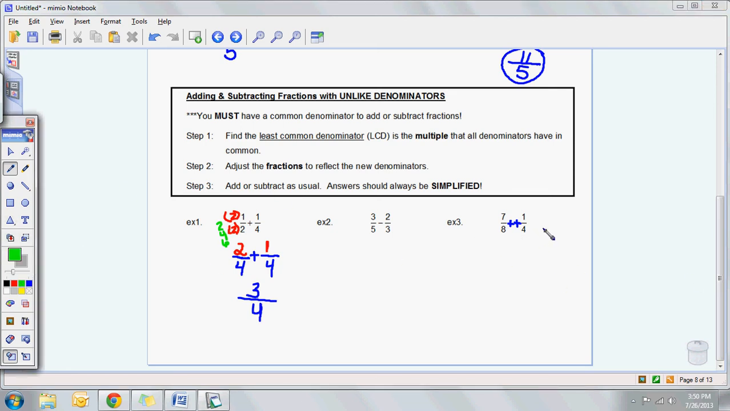Start with the smaller number. So 4, 8, 12. Right away you should see they have an 8 in common. So that's what I'm going to list my fractions with, that common denominator of 8. And this is just an addition problem, as we found out. So this one here doesn't change, so I can just leave 7 over 8.